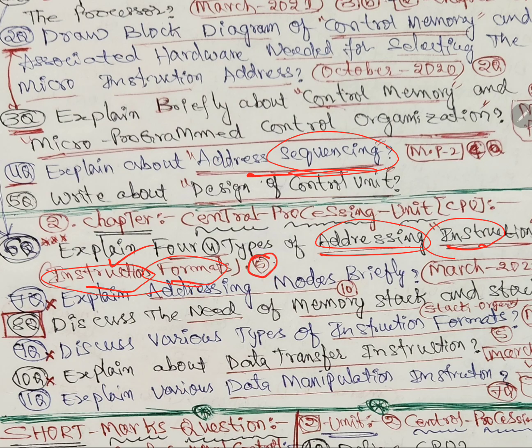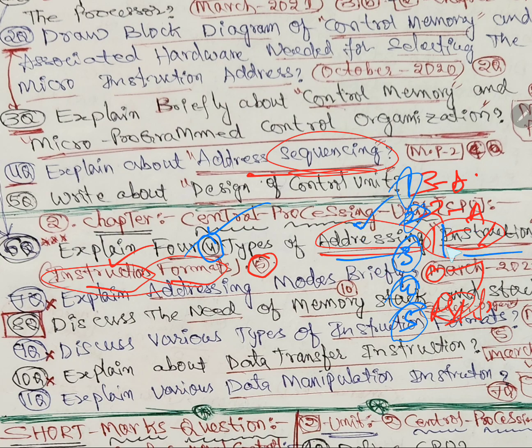It is of 5 types: 3 address instruction, 2 address instruction, 1 address instruction, 0 address instruction, and RISC. So in total we have 5. But he asked only 4. The professor wants to confuse the students.